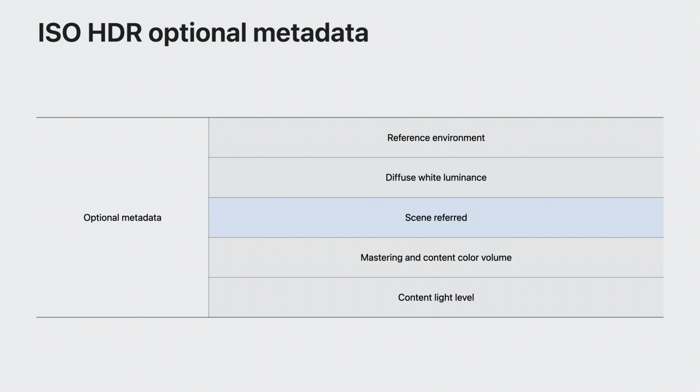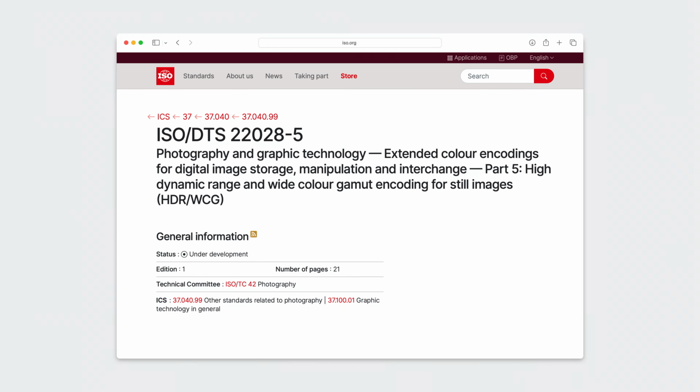The scene referred tag can be used when HLG is the transfer curve. It defines whether the image content is scene or display referred. The default value for this tag is display referred. The mastering and content color volume tags are common to existing HDR video and define information about the color ranges present in the image. Lastly, the content light level tag provides information about the light level of the scene in the image. For more information on ISO HDR, check out the specification on the ISO website.